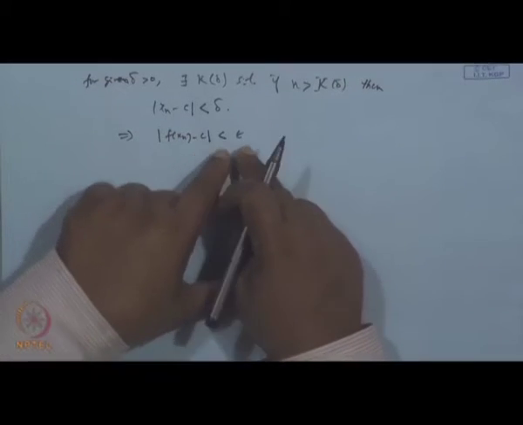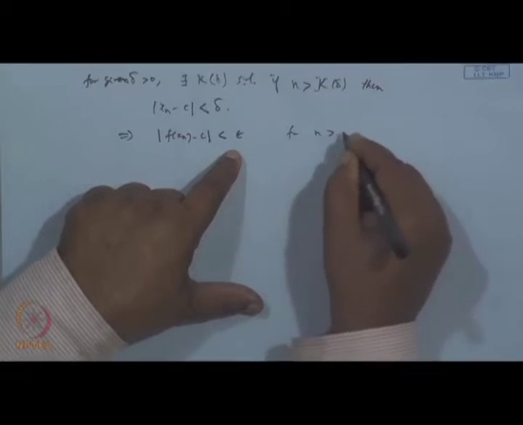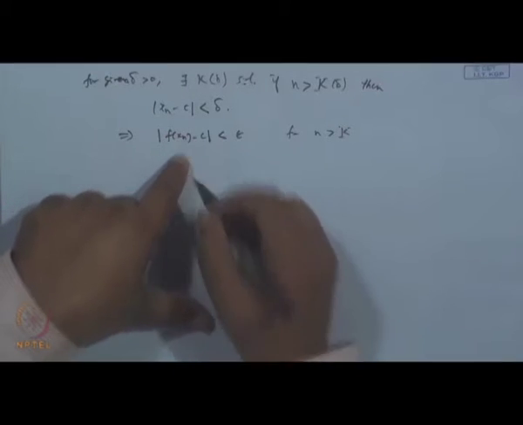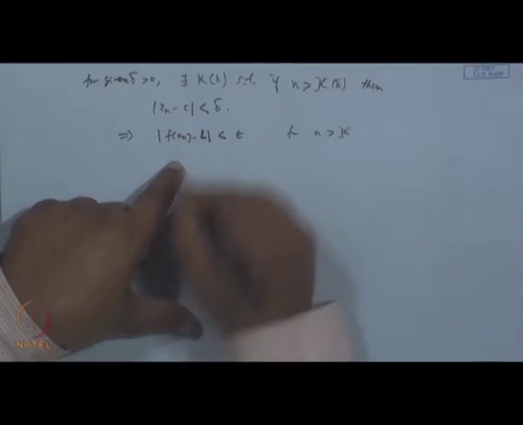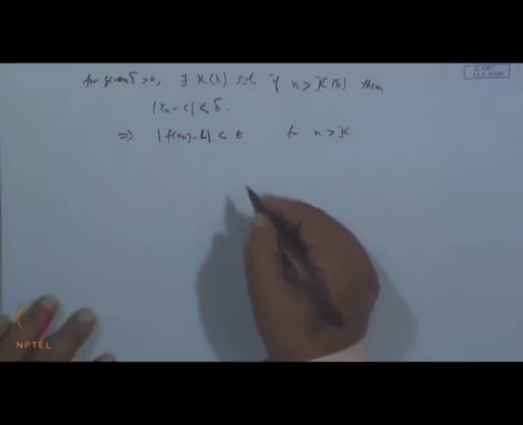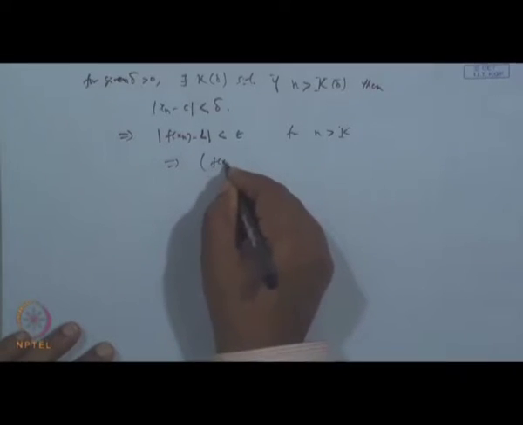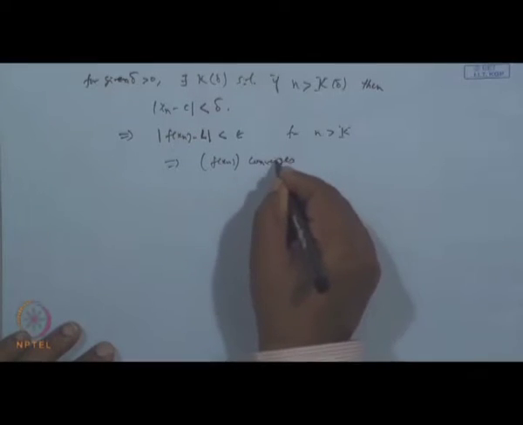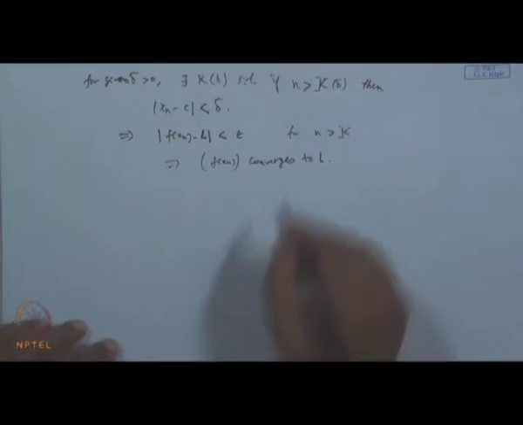And this is true for what? For all n greater than capital K. So it means the limit of f(x_n) is nothing but L. This shows the sequence f(x_n) converges to L. That is all.